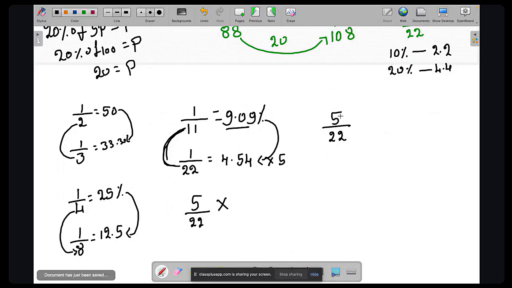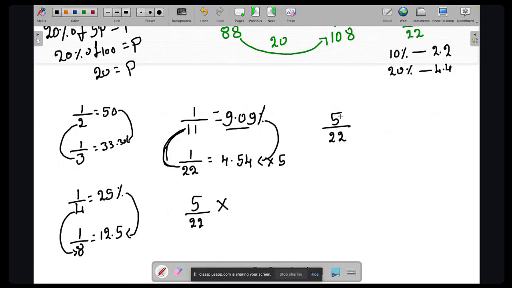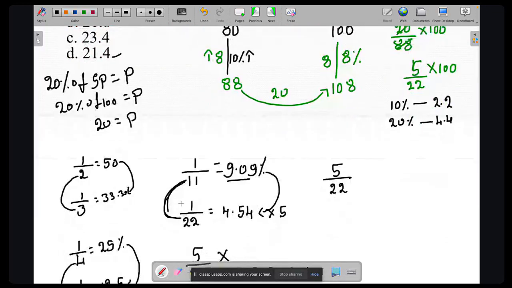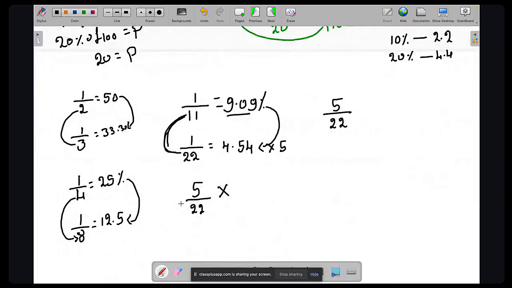You will get 22 something, not 21. 22.7. Sorry, by mistake I wrote it wrong here. 22.72. Yes, 22 is the answer, right? Not 21. Is it clear? Yes, sir.